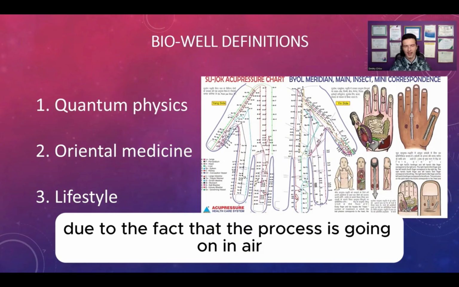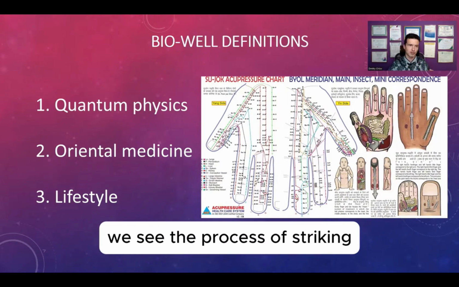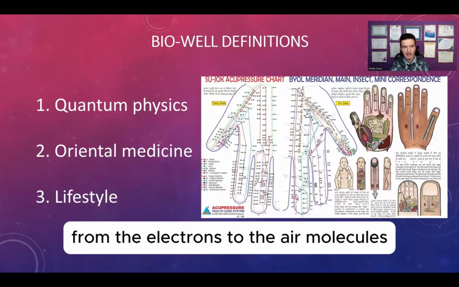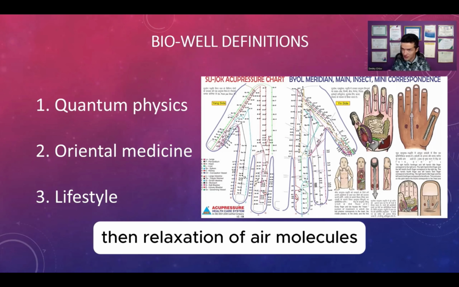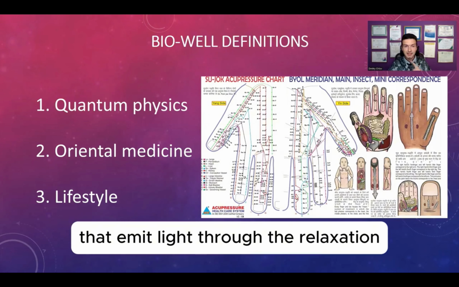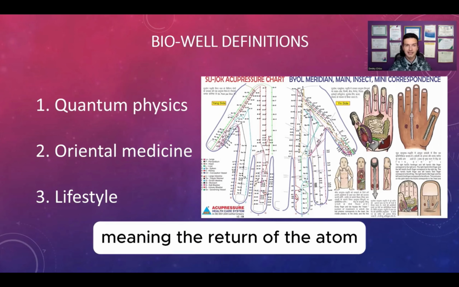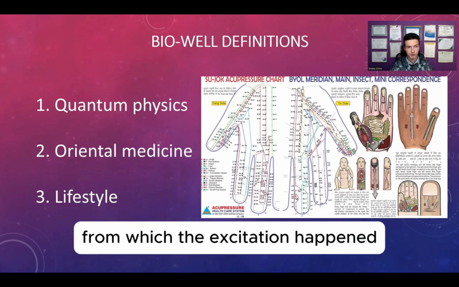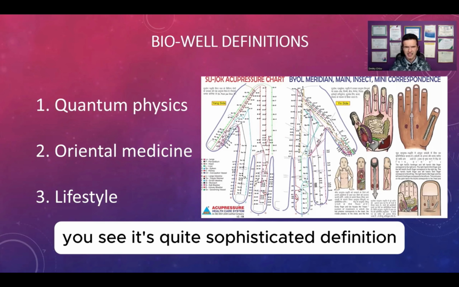And then, due to the fact that the process is going on in air, not in vacuum, we see the process of striking and transferring the energy from the electrons to the air molecules. Then we get this excitation of air molecules, then relaxation of air molecules, which emit light through the relaxation. Relaxation is a quantum physics term, meaning the return of the atom or molecule to the ground state from which the excitation happened. You see, it's quite a sophisticated definition.